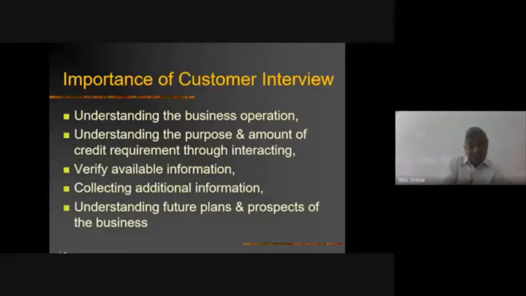Anyway, so understanding the future plan and prospects of the business. So these are the things, the importance of customer interview. Till now the time is up, anyway, we go on, right.